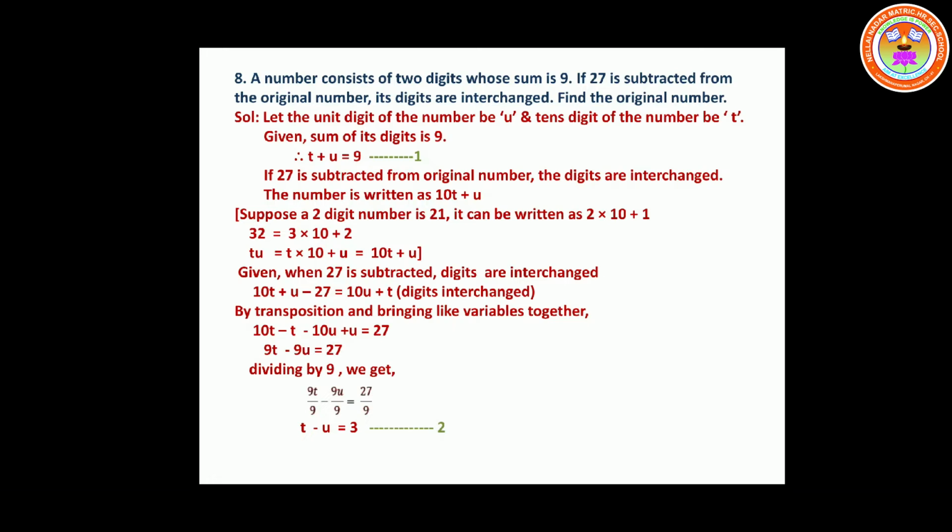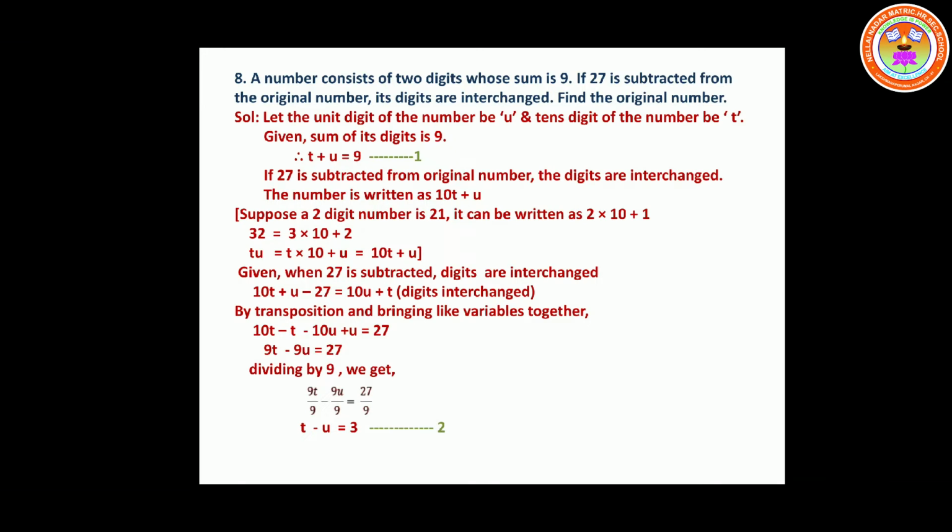And the first clue is given that when you add them, the answer is 9. So first, what is the format you will write? Tens and units, right? Units at the back and tens at the front. So you will write tens plus units. When you add, it becomes 9. Now this is the first equation.